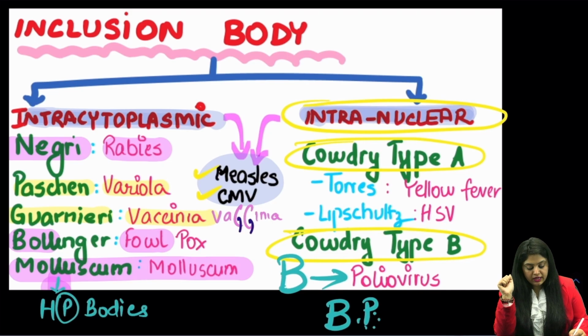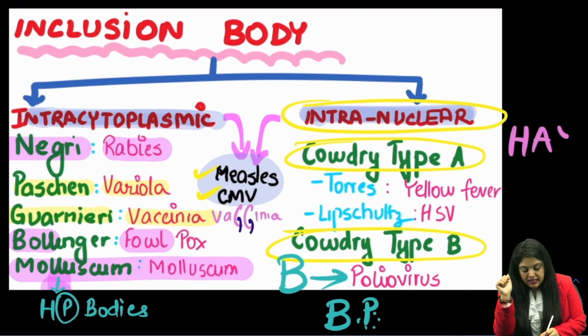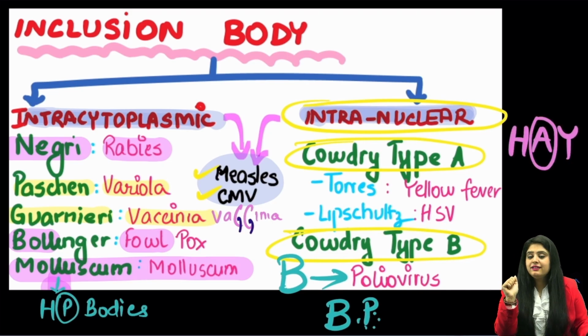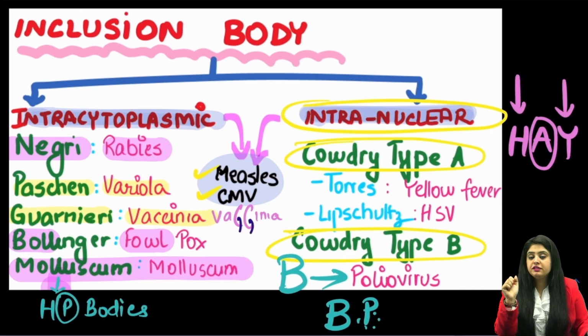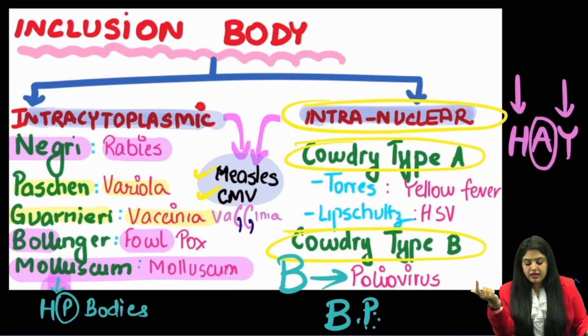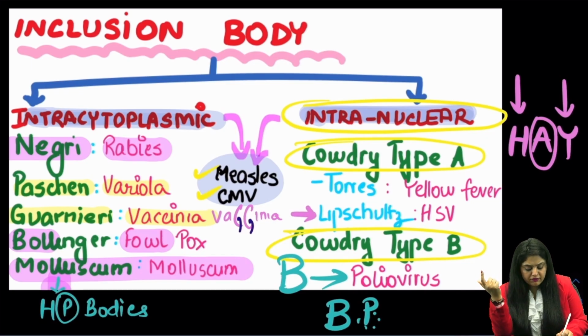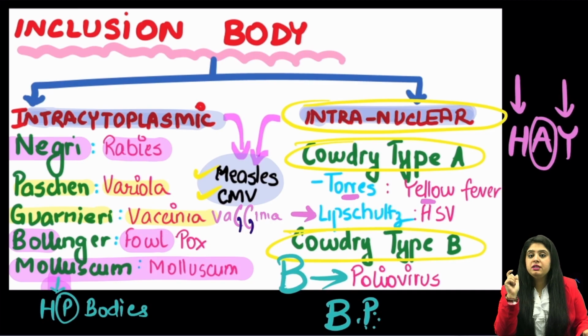The rest, remember Cowdry type A is seen in hay. Cowdry type A is seen in hay, means it is seen in yellow fever and it is seen in herpes virus. Cowdry type A is seen in hay, so A, hay, that is herpes and yellow. Herpes we already read, which body was it, Leib-Schultz body. Yellow fever, which body, Torres bodies, yellow fever has Torres bodies.